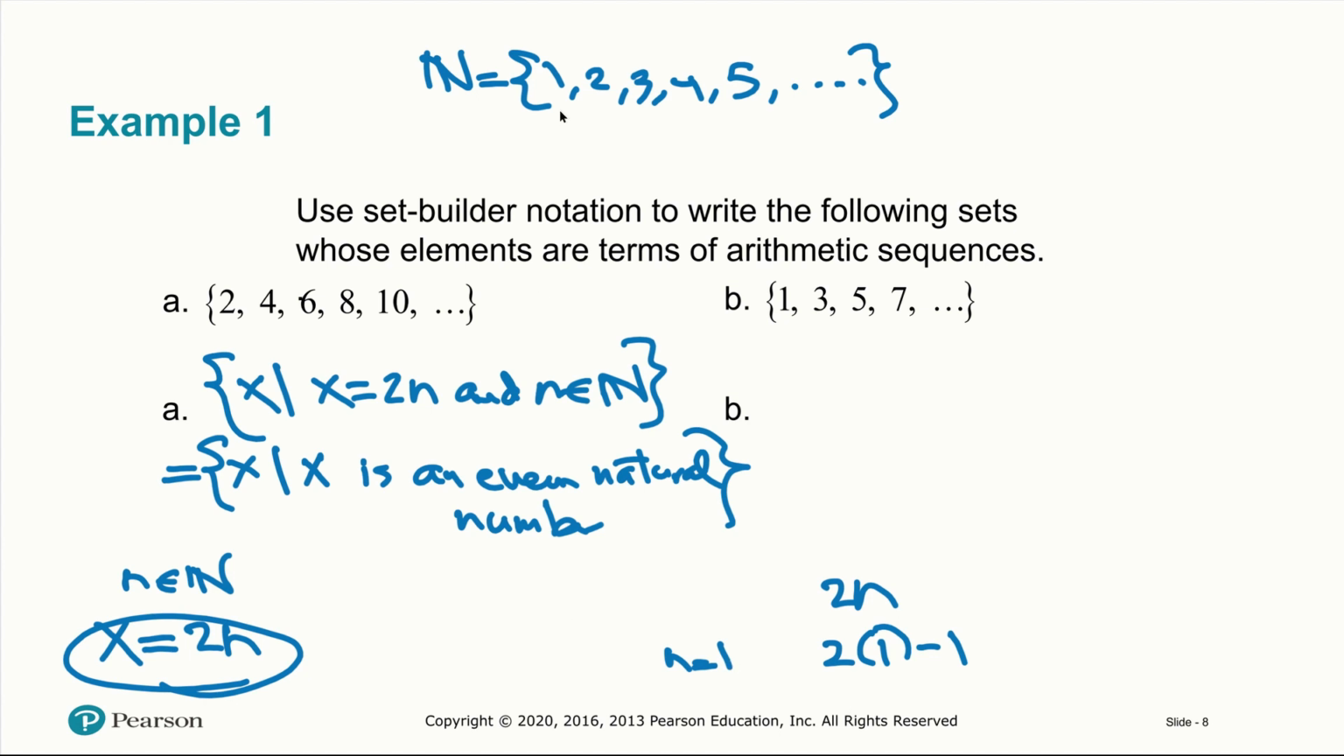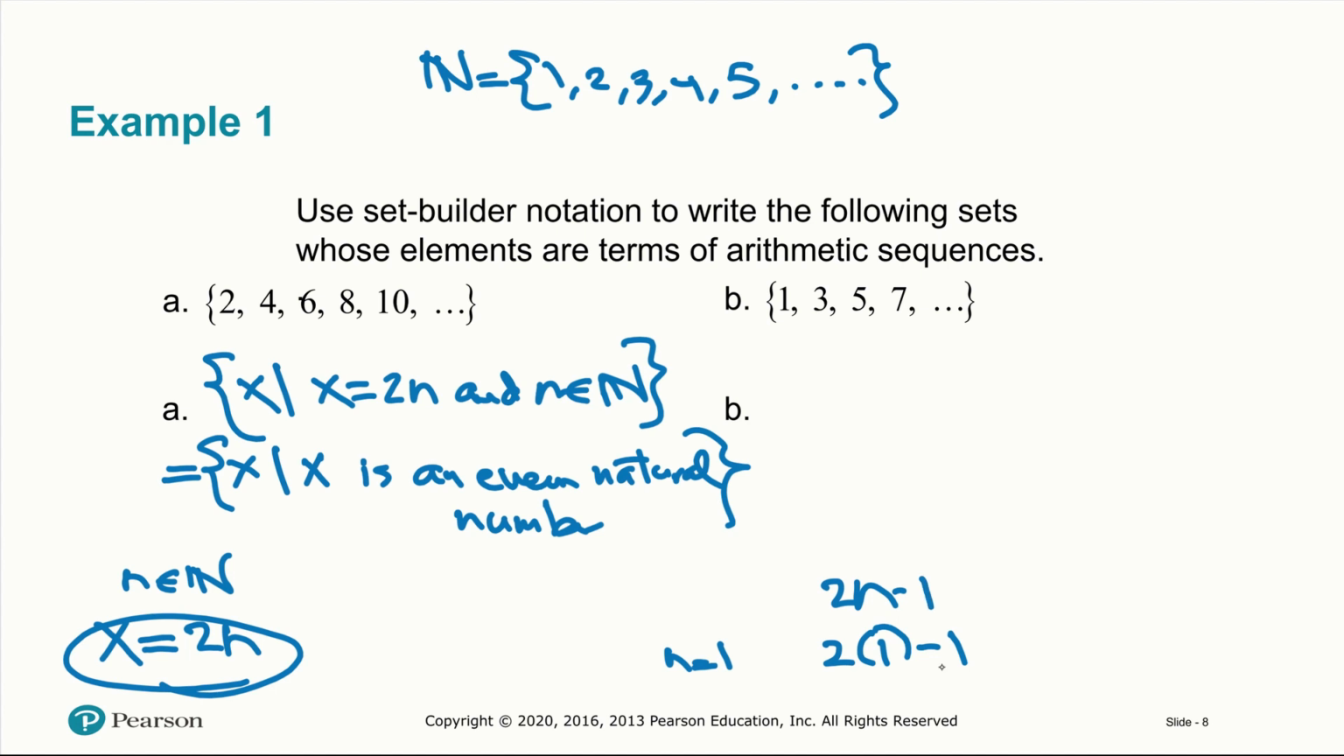Now, if we were dealing with the set of whole numbers, we could have started with 0, in which case we would have had 2 times 0 plus 1. But again, that's just an alternate way, but we're only dealing with the set of natural numbers, so we have to deal with numbers that start with 1. So in that case, we have to subtract the 1, and the general form will be 2n minus 1.